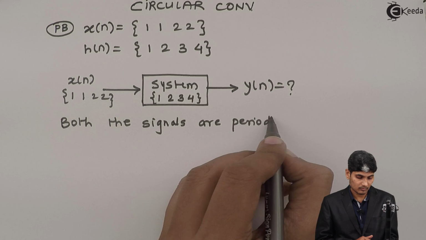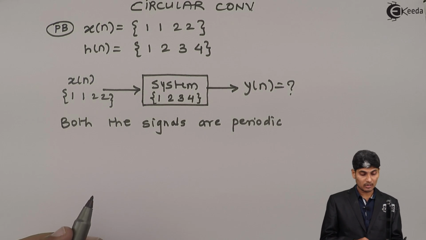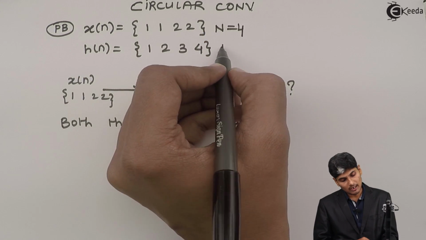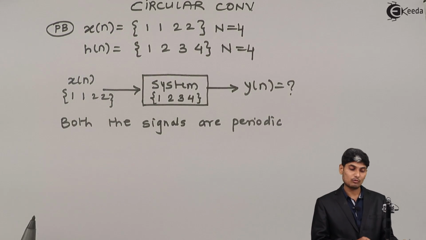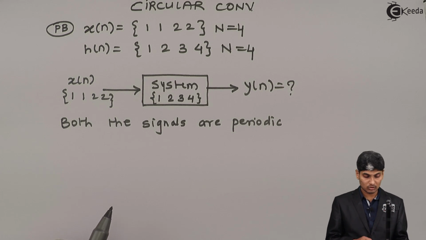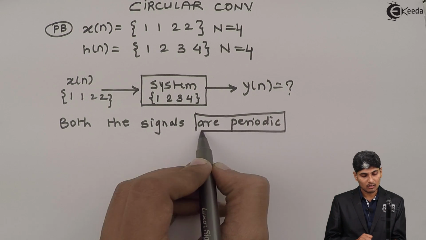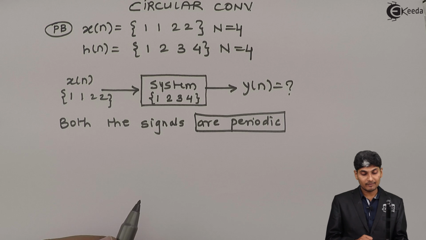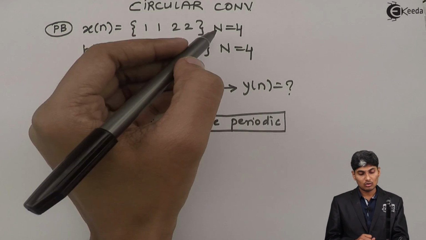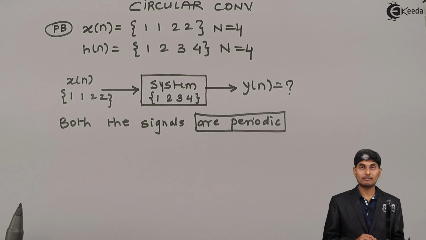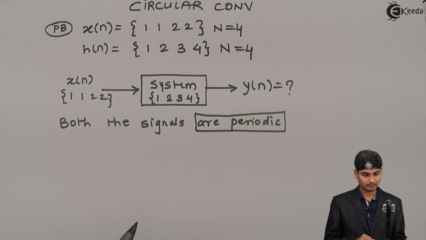Okay. Now, in the problem it is mentioned that both the signals are periodic. So, I can say the period here is N equal to 4 and here also the period is N equal to 4. So, the first and foremost condition that the signals should be periodic is verified, because the problem mentions both are periodic, and the second condition says that both the periods should match. So, we have matched both the periods. Now, what is y of n and how to convolve this?